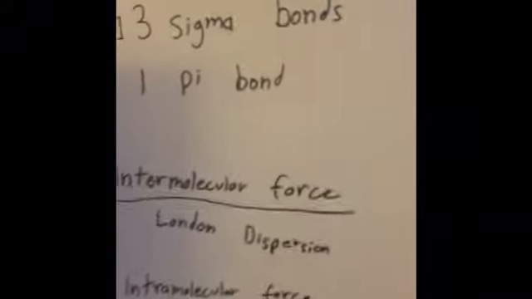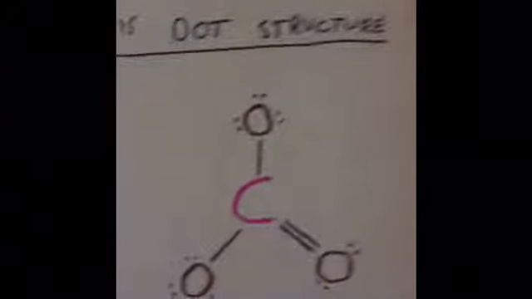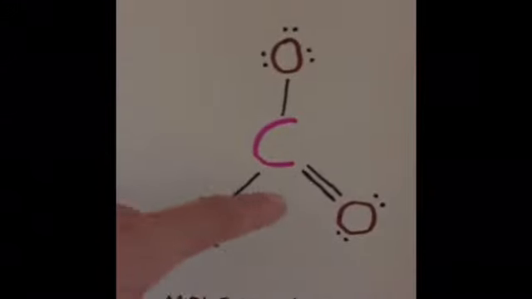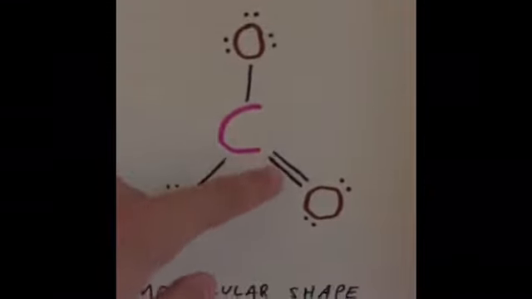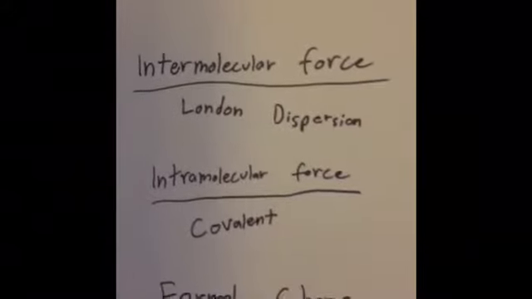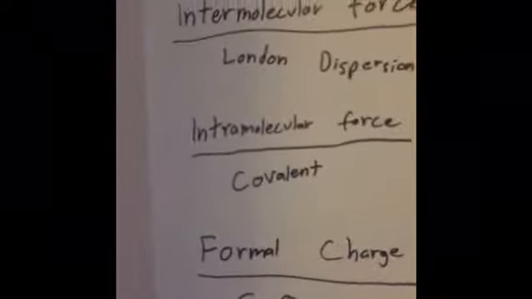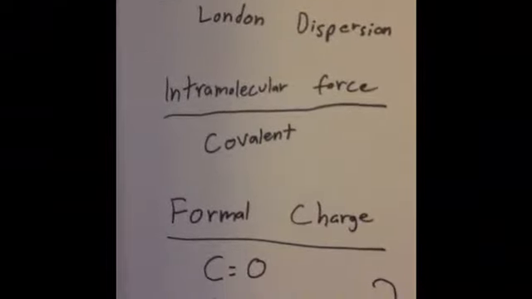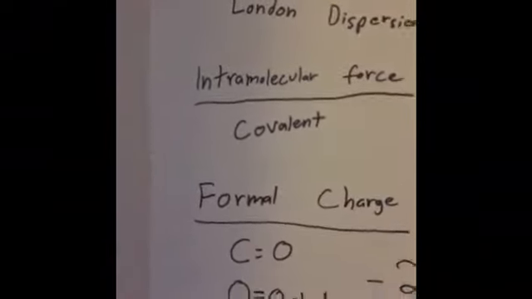S can hold 1, P can hold 3, and once we give 1 to S, we have 2 more to give to P. We have 3 sigma bonds and 1 pi bond. A sigma bond are these single bonds here, and the pi bond is that extra bond right there. The intermolecular force is London dispersion. The intramolecular force is covalent because it's two nonmetal atoms bonding.